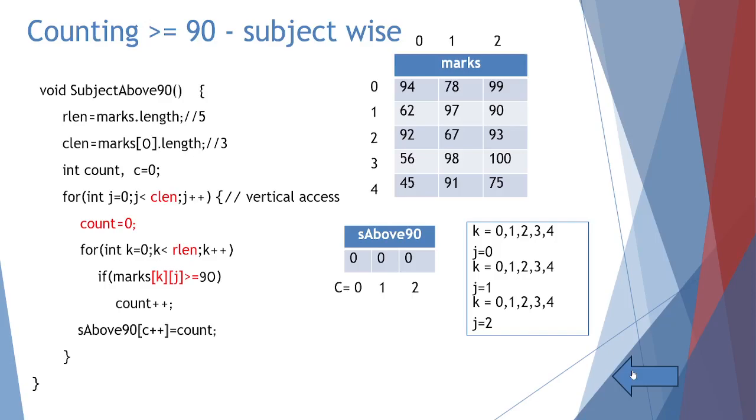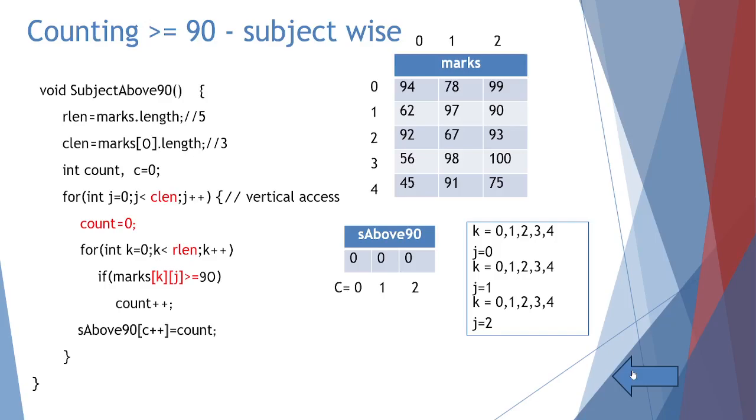So column length in the outer for loop, row length in the inner for loop. Whereas for horizontal access, the outer loop has row length and the inner loop has column length. This is the main difference. Had it been a matrix, there is no difference. Matrix means 3 by 3, 4 by 4. There is no problem. But if it is not a matrix, the outer loop is column length in vertical access.